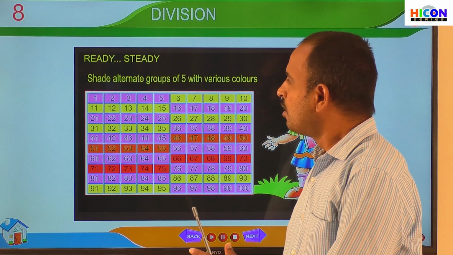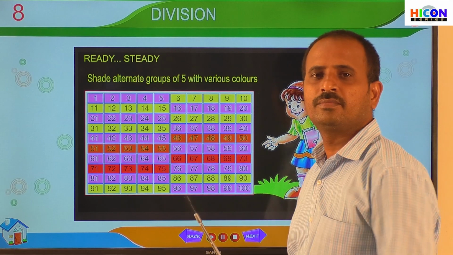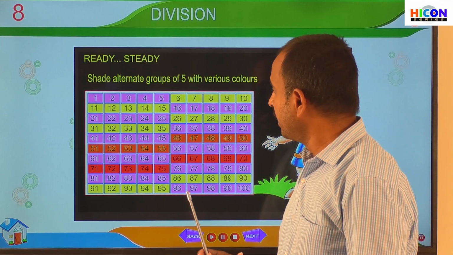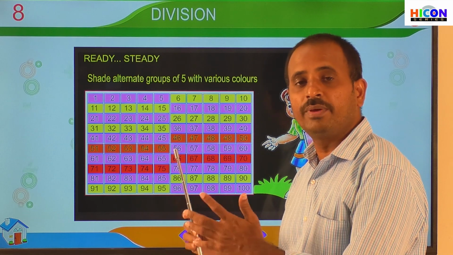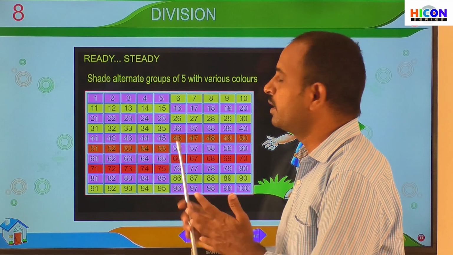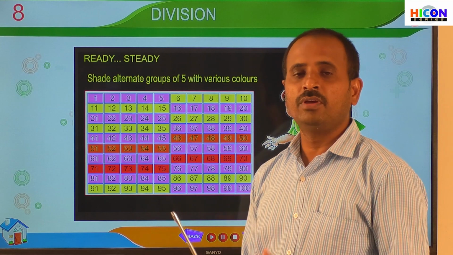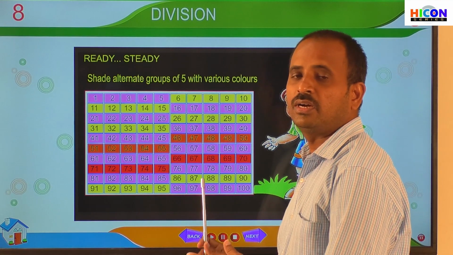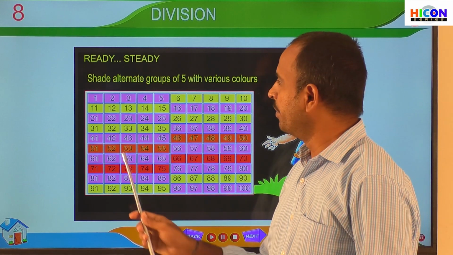And now count how many groups of 5s there are. That means the numbers from 1 to 100 are divided into how many groups of 5? We have divided all the numbers from 1 to 100 into groups of 5. How many groups are there?